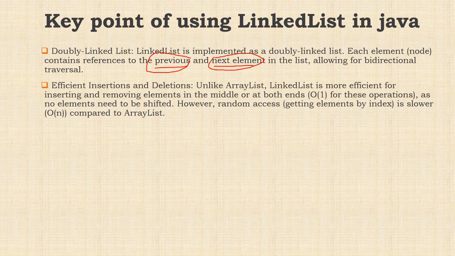Efficient insertion and deletion. Unlike array list, linked list is more efficient for inserting and removing elements in the middle or at both ends, order of one for these operations, as no element needs to be shifted. However, random access, getting elements by index, is slower, order of n, compared to array list. So if you want to insert or delete from the middle of a collection, it will be better to use linked list, because time complexity will be order of one.